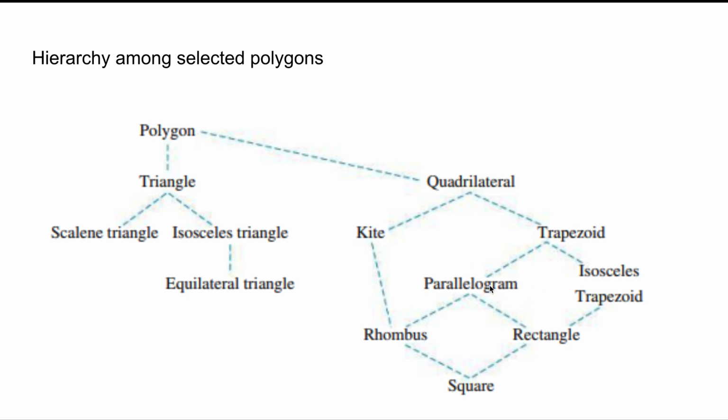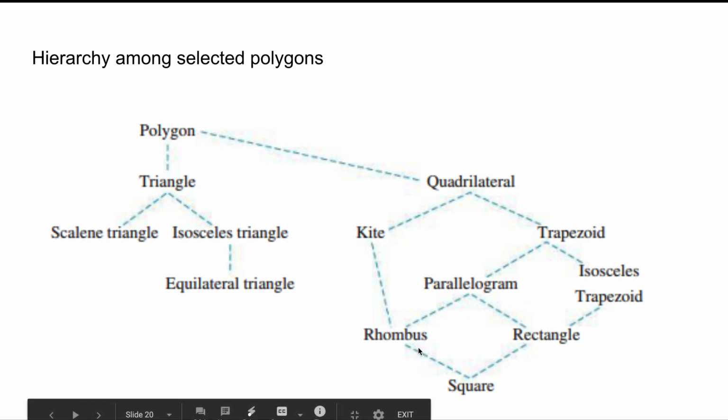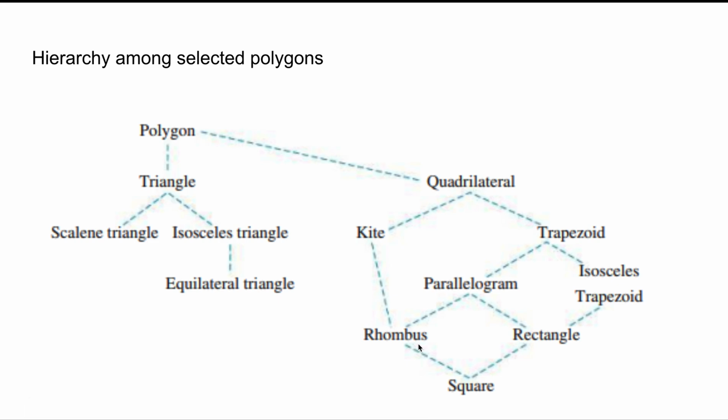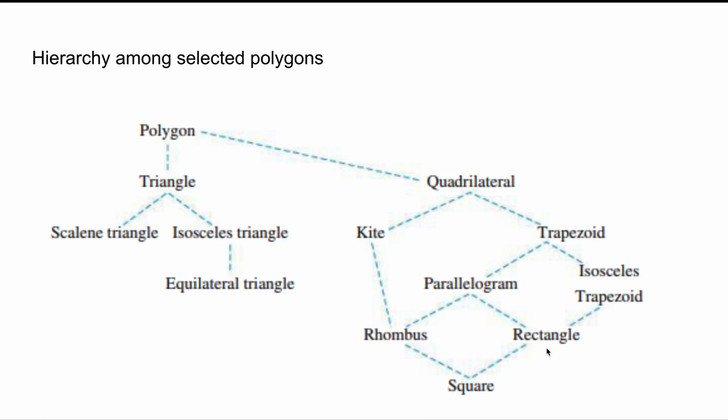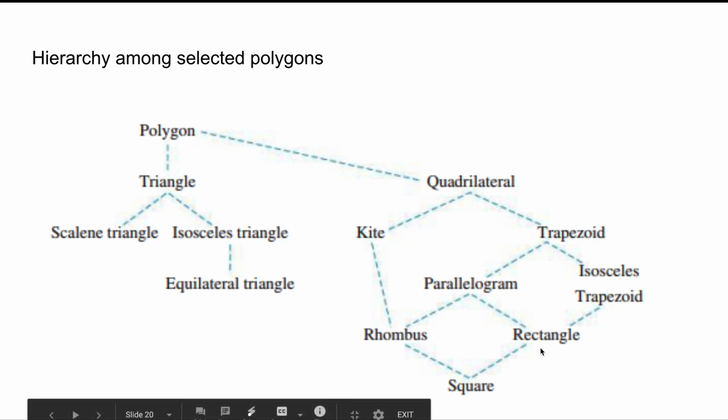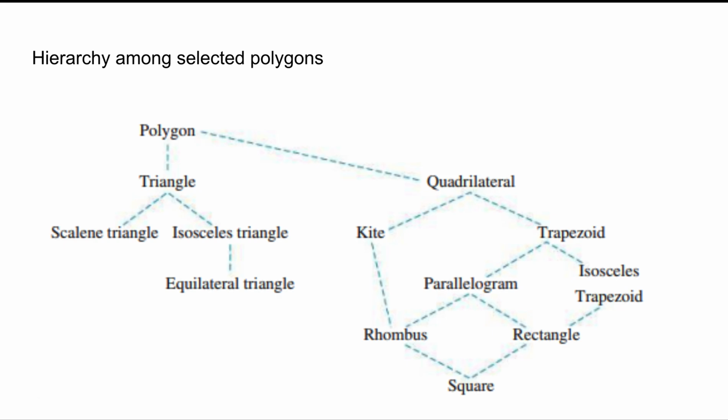In a parallelogram, we have the rhombus and the rectangle. For a rhombus, all 4 sides are congruent. It doesn't matter what the angles are. If you have all 4 angles congruent, we call that a rectangle. If you have both characteristics of a rhombus and a rectangle, meaning all 4 sides are congruent and all 4 angles are congruent, we call that a square. It's very complicated, so you need to practice more.